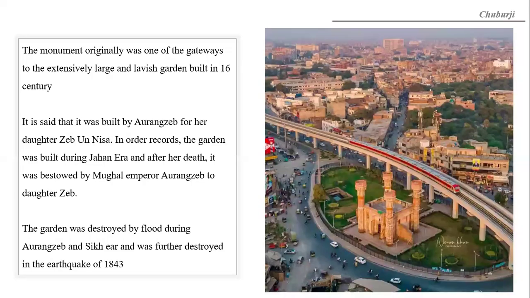The site was built in the 16th century by Aurangzeb for his daughter Zebun Nisa. The monument was originally a gateway to an extensive, lavish, and large garden known as Zebun-Nisa Bagh. Damaged by a flood in the Sikh era, the site was further damaged in the earthquake of 1843, and recently the Lahore Metro project posed a great risk to the remnant heritage of the park, which is Chauburji.